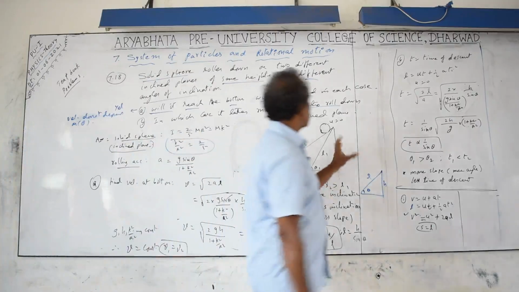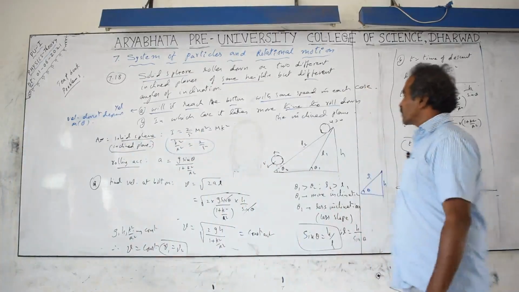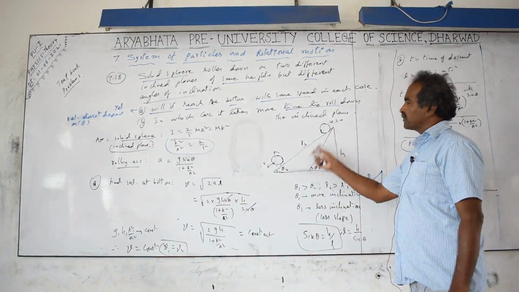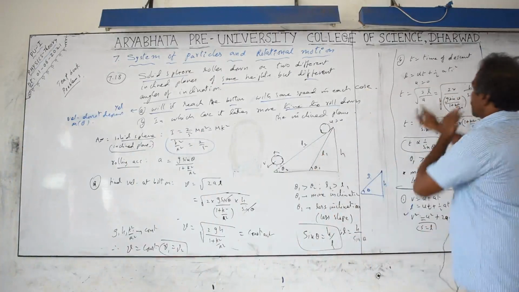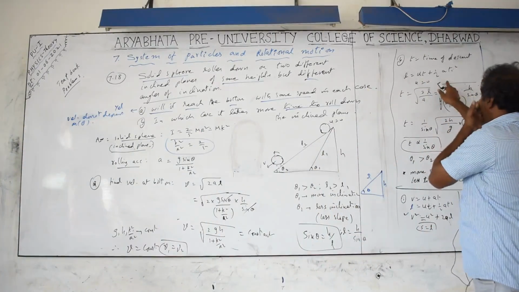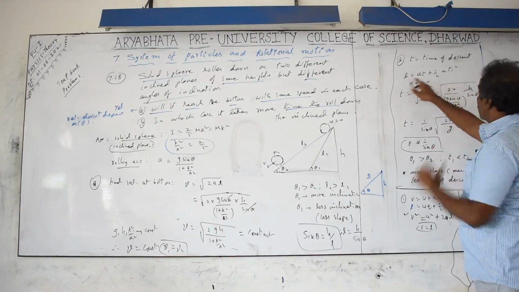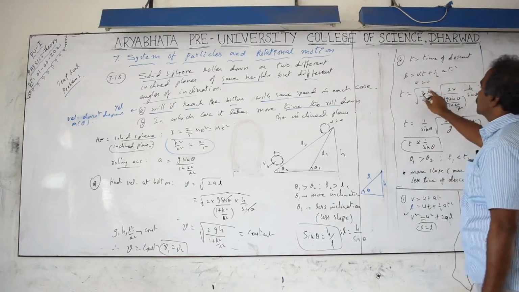Next is the time taken by the rolling object to reach the bottom. We have the equation s equal to ut plus half at square. S means L, which we have taken here. U is 0, so L equals half at square. T is equal to the square root of 2L by a.